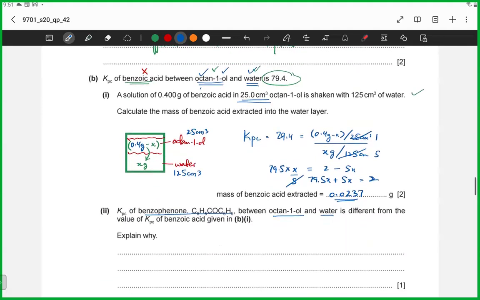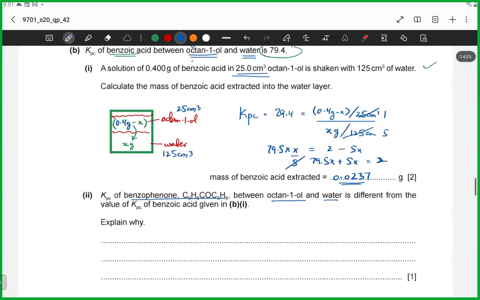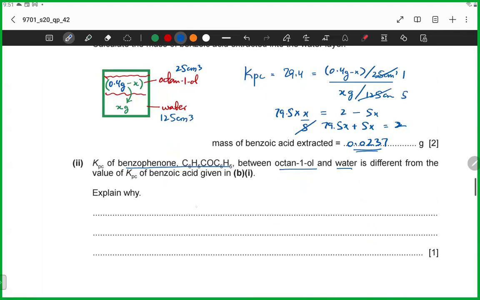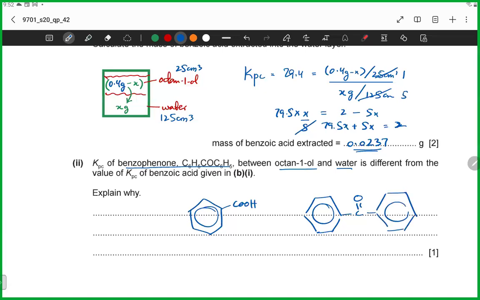So you've got, and this is benzophenone, right? So I'm actually going to ask this question. Okay, I've got benzoic acid. There are two different solutes. And then there's this benzophenone. If you look at it carefully, it's like a ketone group which has C6H5 on both sides. Out of the two solutes, which one do you think is more soluble in water? Based on the intermolecular forces.